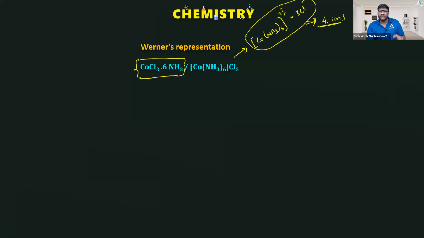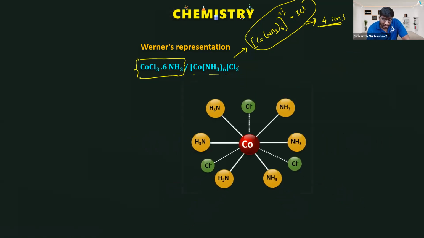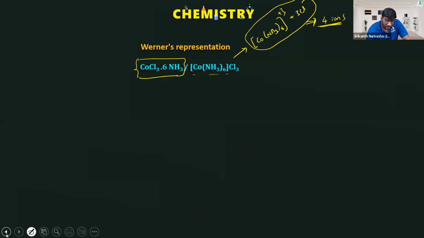Does conductivity depend upon the number of ions? Greater the number of ions, greater will be the conductivity. So based on conductivity experiments, studying the conductivity of different complexes, he gave this formula. [Co(NH3)6]Cl3 dissociates into [Co(NH3)6]3+ plus 3 Cl-.